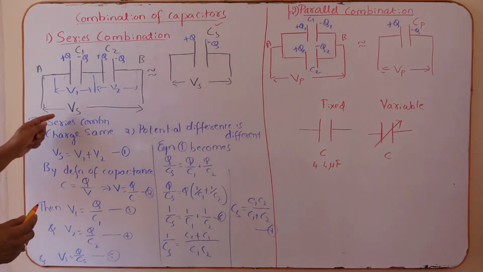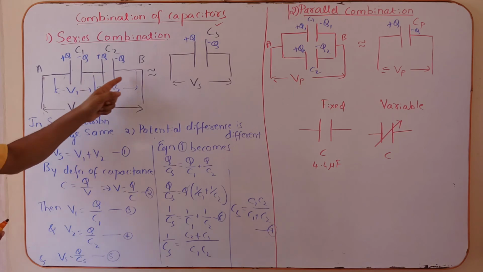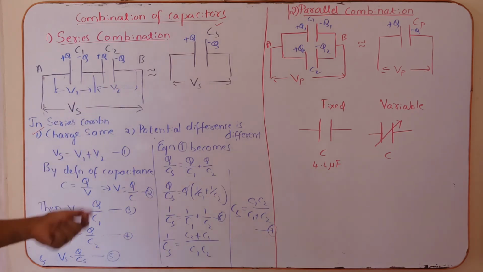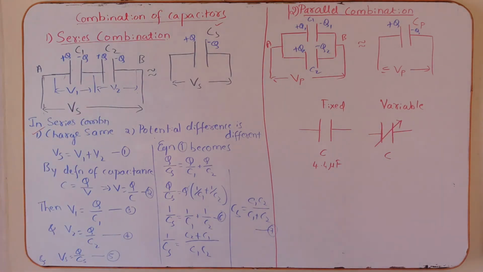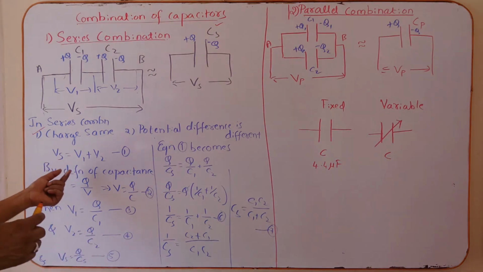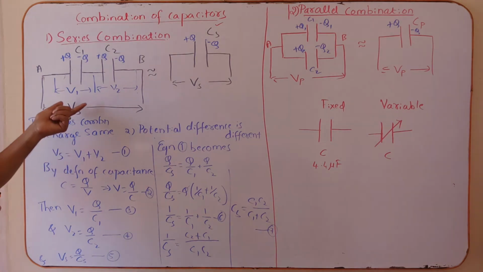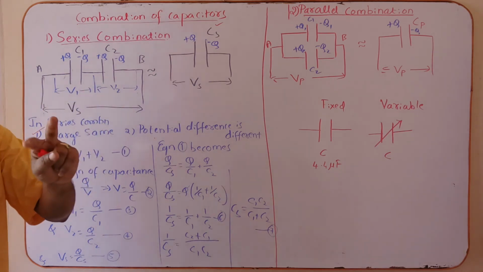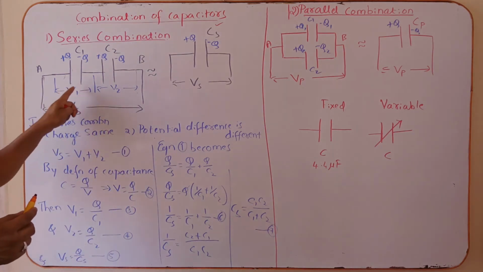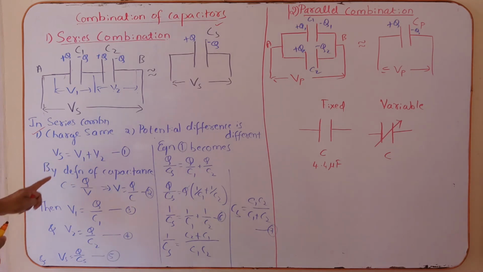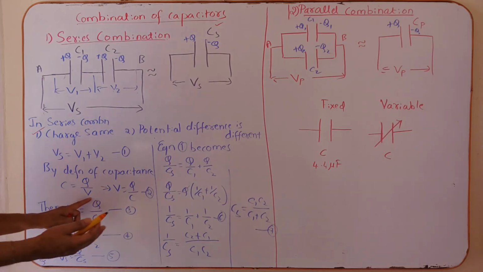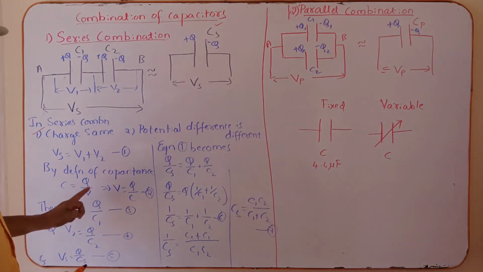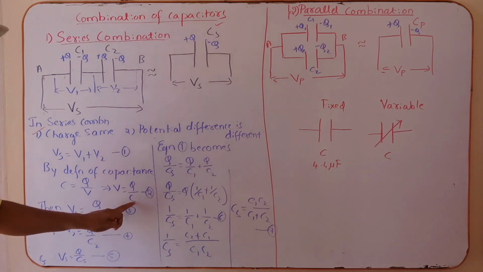Yes, then potential difference across series combination of the capacitors is said to be VS. VS is the potential difference across series combination of the capacitors. Now this is equal to the sum of the potential differences across individual capacitors. ಈ potential ಕೂಡಿಸಿದ್ರೆ ಈ potential ಸಿಗುತ್ತೆ. Then by definition of capacitance, C is equal to Q by V. Yesterday in the previous video you already know this one. Then V is equal to Q by C.